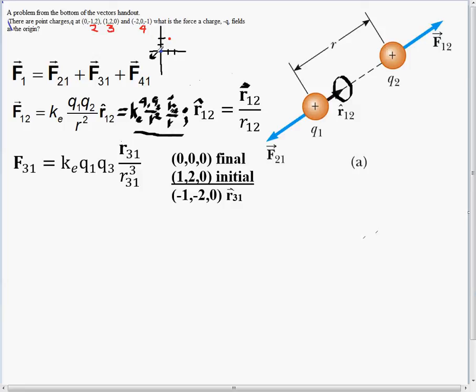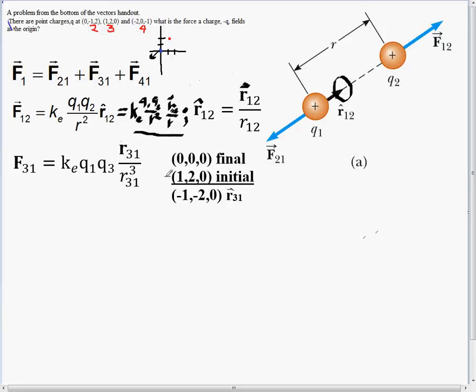It's always true, to get a vector, you start with the final point, because it's like delta. It's a change from one place to another. So you start at the final point, which in our case is 0, 0, 0. That's the point at the origin that's being acted on. And then we subtract from that the coordinates for the initial point. So that's 1 in the x direction, 2 in the y direction, and 0 in the z direction. So we're going to subtract them like this.